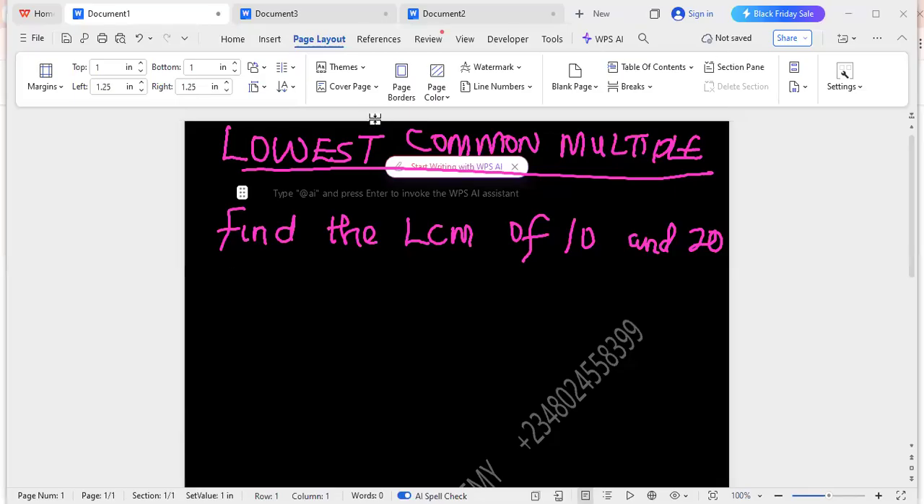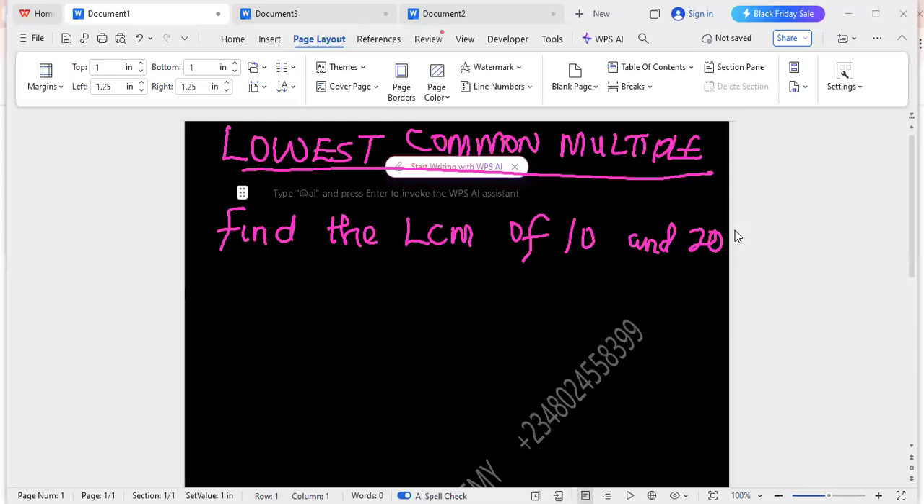Very good. So why are we looking at lowest common multiple, which is LCM? The reason is that it is a topic that must come out in the common entrance examination, even in your first term. I asked some of you to send your scheme of work to me for the first term, that is the topics you are treating in mathematics. And the majority of the topics sent to me were LCM and HCF. So let's look at it now.